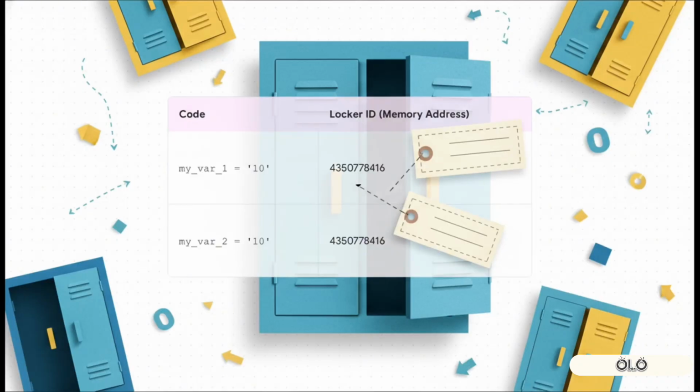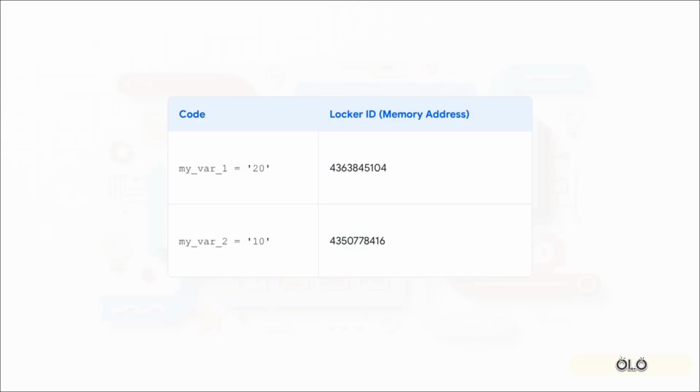And hey, you don't have to just take my word for it. We can actually prove it. In a language like Python, we can ask for the unique ID of the locker, the memory address. And look at this. When both variables are set to 10, they have the exact same locker ID. It's not a copy. They are literally two labels pointing to one location. And then the grand finale. After we change myvar1 to 20, boom. Look at its locker ID now. It's a completely different number. The label moved. But what about myvar2? Its ID is exactly the same as before. It's still pointing right at that original locker where the number 10 is stored. That right there is the proof.